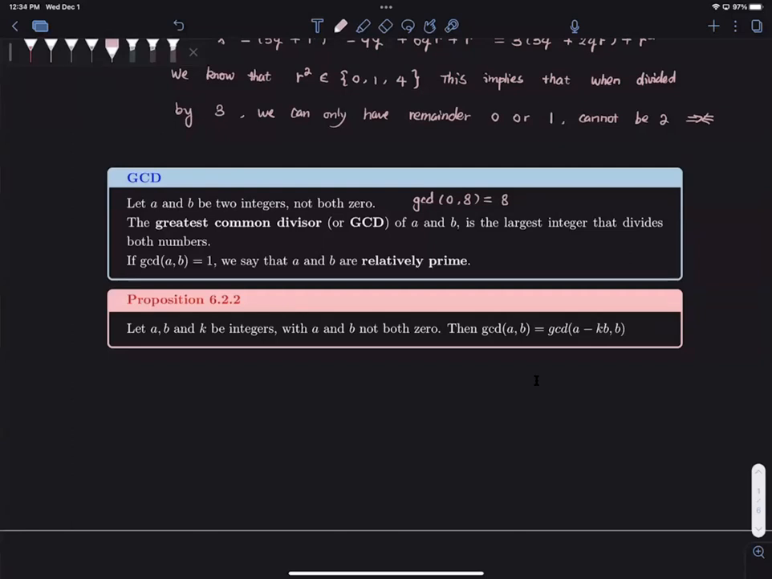You could have GCD of 3 numbers. Why not? Proposition 6.2.2 says let A, B, and K be integers, where A, B are both non-zero, and GCD of A, B equals GCD of A minus KB and B. This is quite useful in many cases when they ask for the GCD of 2 numbers.